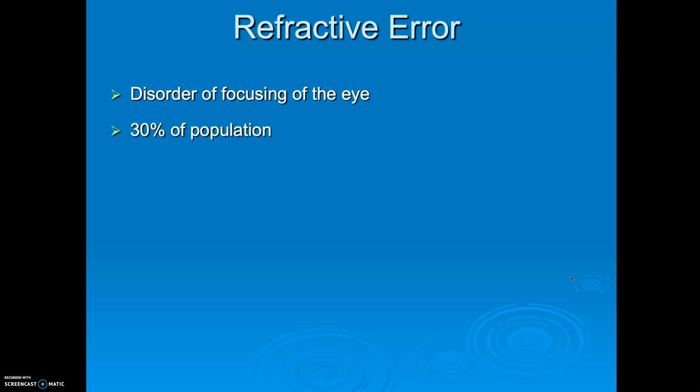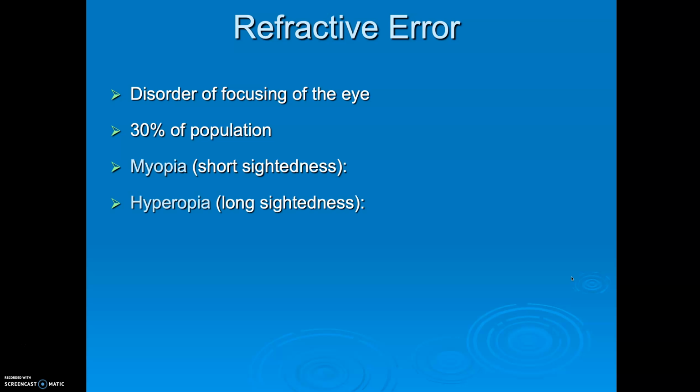So let's start talking about refractive error. That's a disorder of focusing. Very briefly, we all know that refractive error is common and can present as myopia, hyperopia, and astigmatism, all of which we can leave for another day.